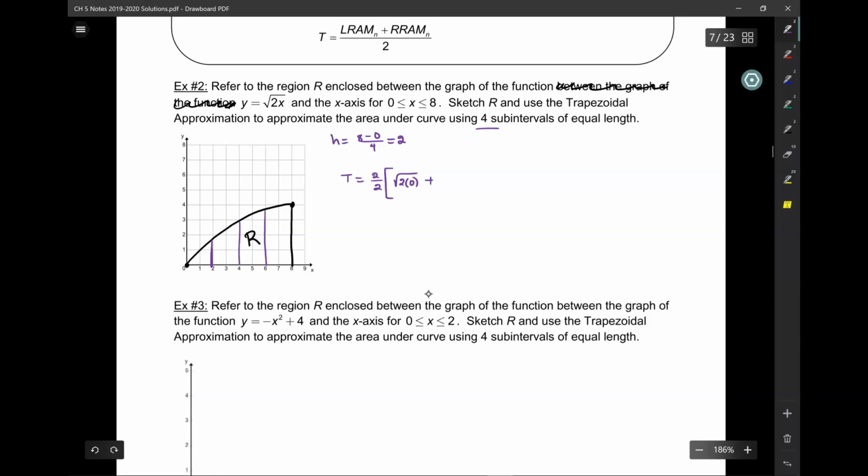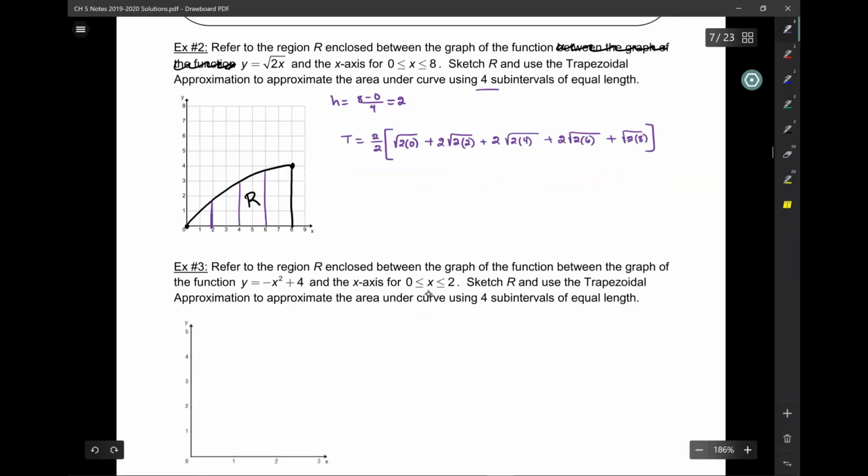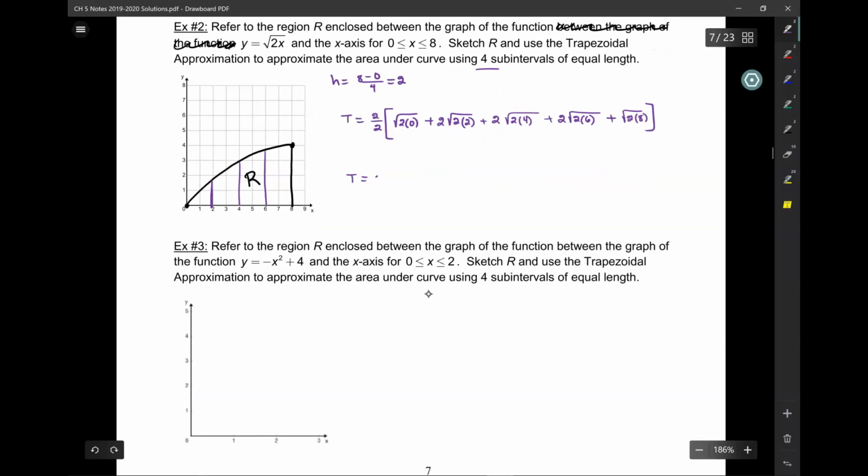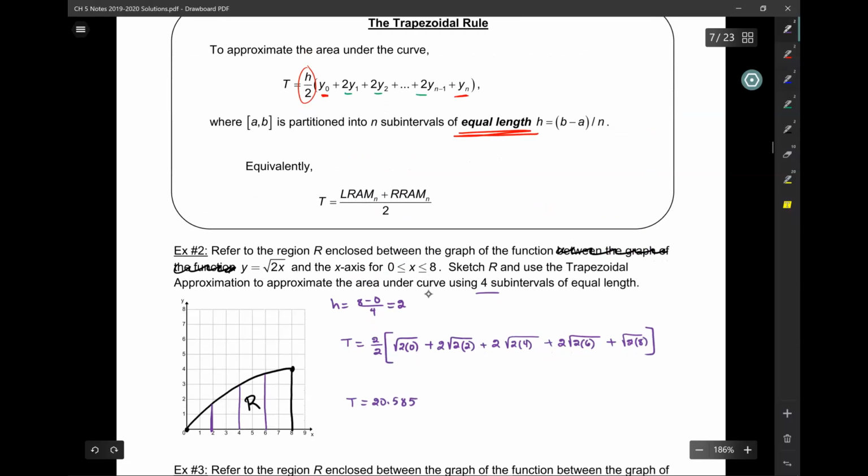plus these middle ones, the middle purple ones, we're going to take 2 of each. So 2 times f of 2 plus 2 times f of 4 plus 2 times f of 6. And then the last one, we only take 1. Okay? And then finally, T is 20.585.